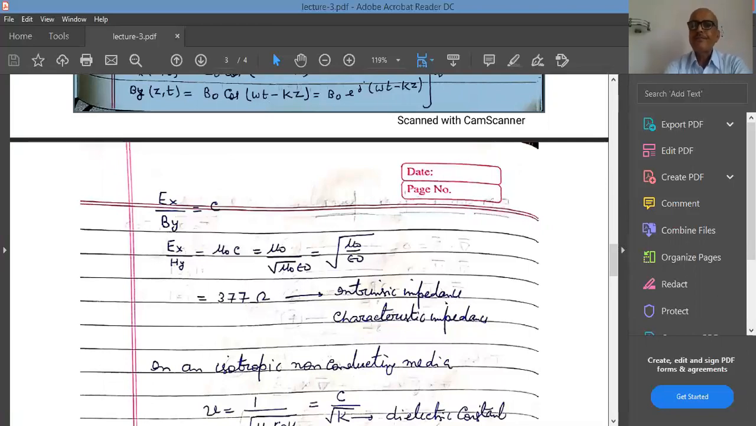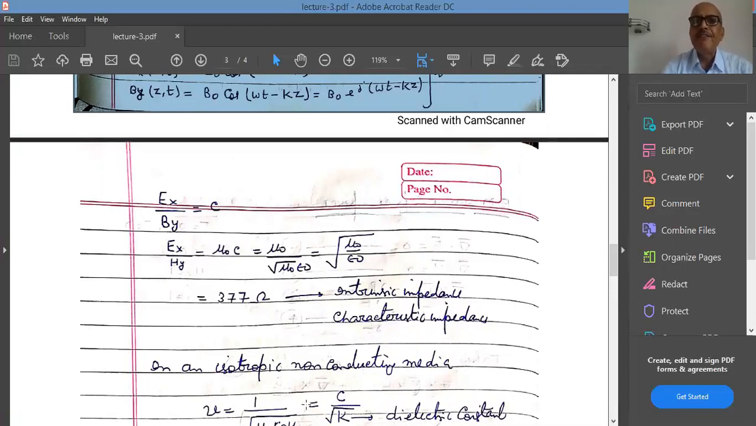Suppose we wish to repeat the entire thing for a non-conducting medium. We have to find out what will be the differences. In a non-conducting medium, the conductivity will be equal to 0 because, as the name suggests, it is non-conducting. The volume charge density rho will also be equal to 0, but the non-conducting medium may have a relative permeability and a dielectric constant.